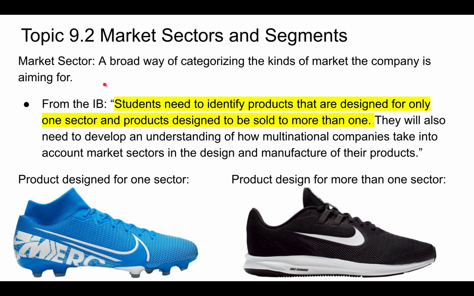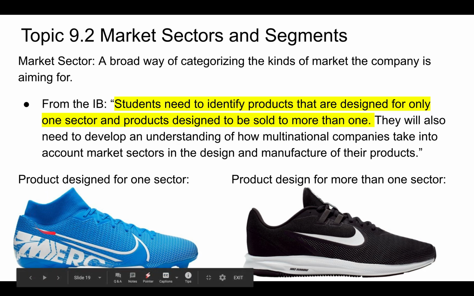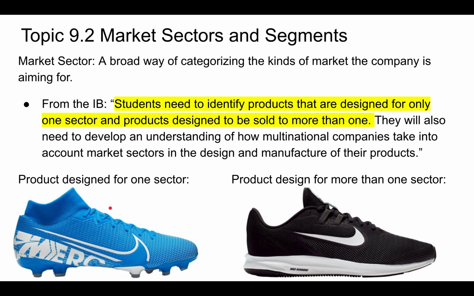Now, from the IB, you need to be able to identify products that are designed for only one sector and products that are designed for more than one sector. Here's an example right here. This football cleat is designed for playing football on the field, right? You really couldn't take this in the gym and play basketball with this shoe. So this is designed for one sector of the market, because it's focused on one particular area.